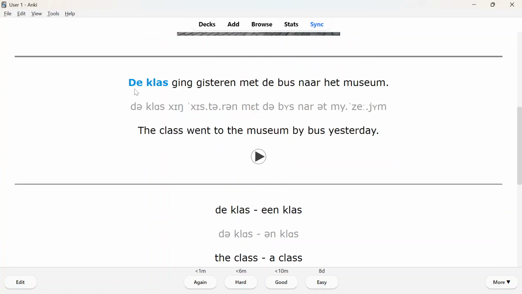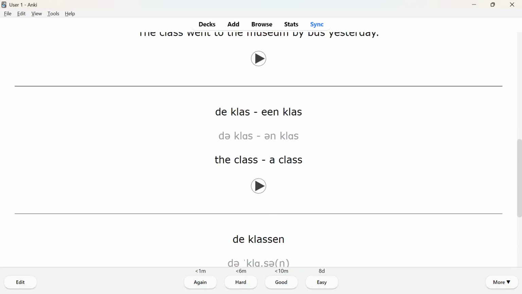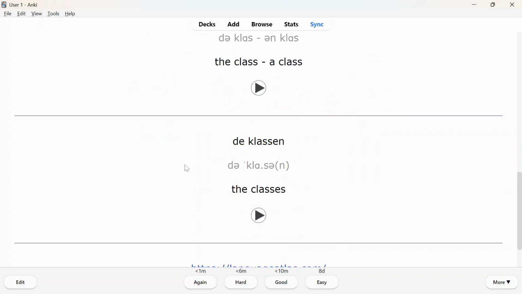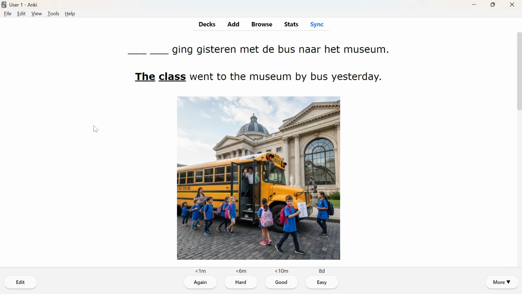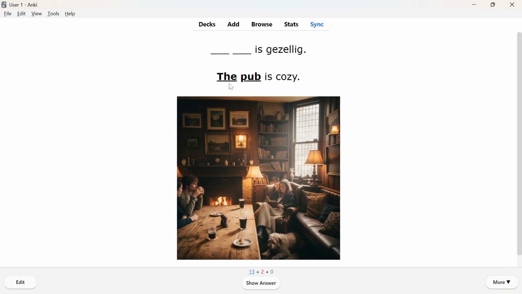We have the sentence area, and again, this part is bolded and in blue. So you immediately know, okay, this is the word. We have the IPA notation, sentence, audio, single area as well, plural area as well. Let's continue. The pub is cozy.